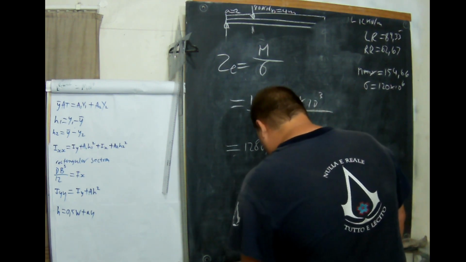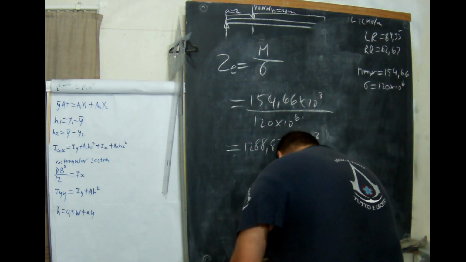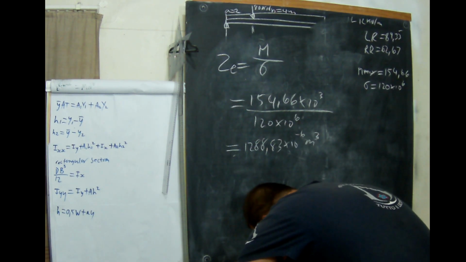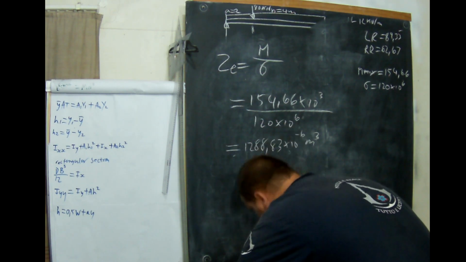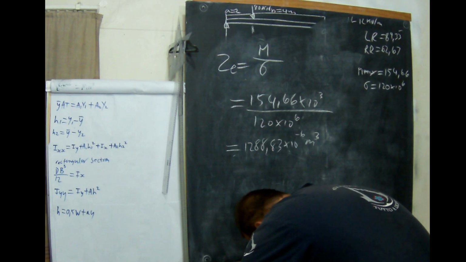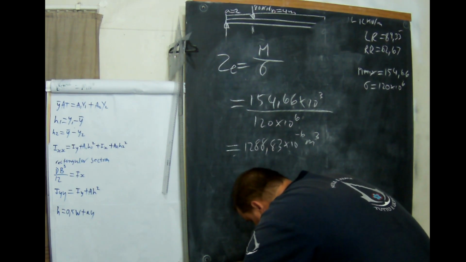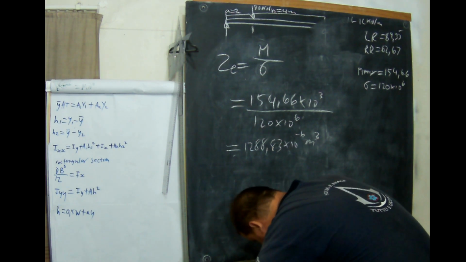Okay, now you've got to check your I-beam tables. Yeah, we need ZE. So ZE is going to be 1288, and we need the closest one to that.